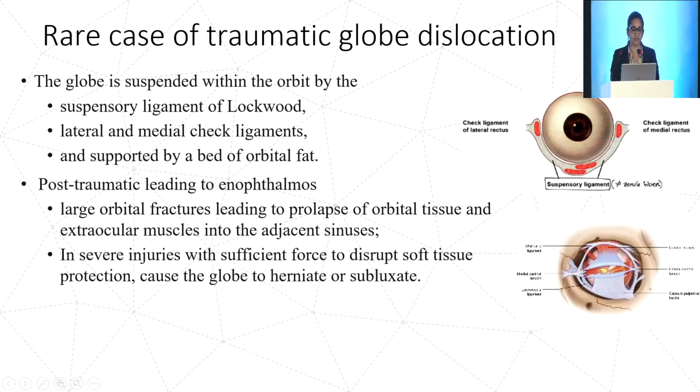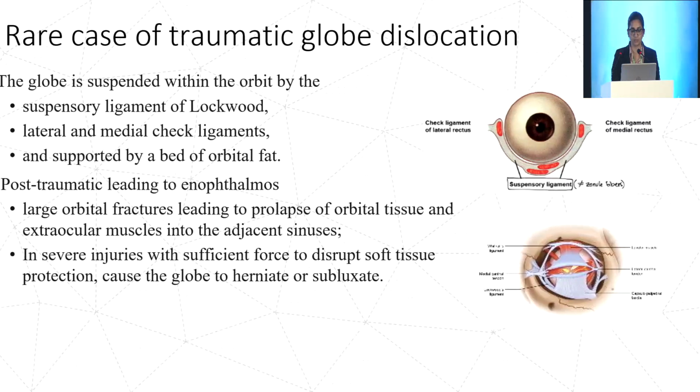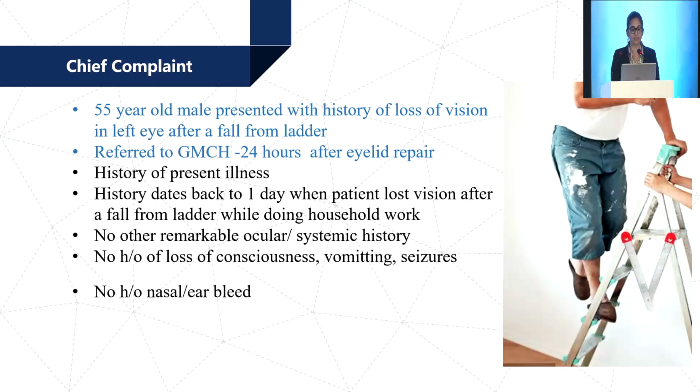So post-traumatic orbital fractures can lead to the prolapse of the orbital tissue as well as the extraocular muscles into the adjacent sinuses, and in severe injuries with sufficient force to disrupt the soft tissue protection can cause the globe to herniate or subluxate. So we encountered the case of a 55-year-old male who presented to our emergency department with history of loss of vision in the left eye after a fall from a ladder.